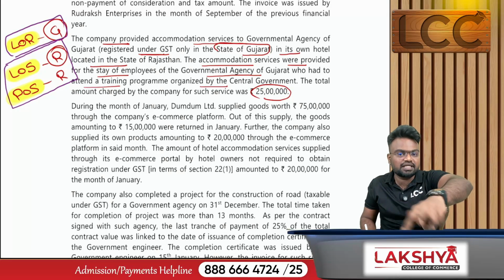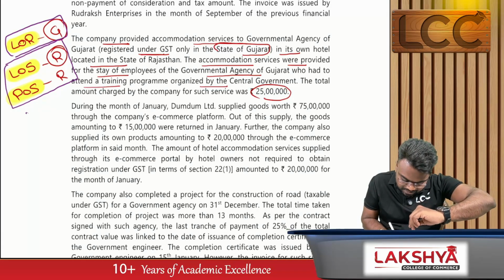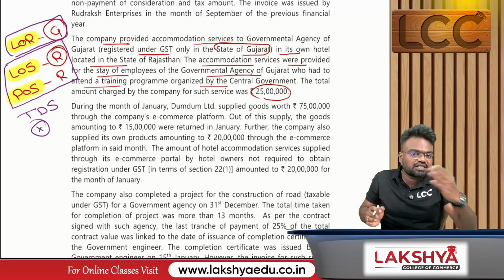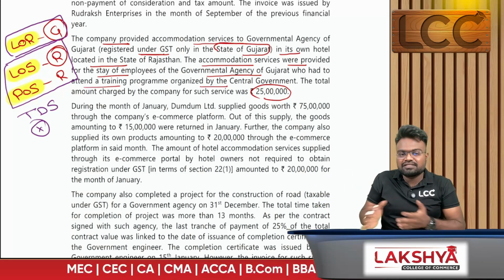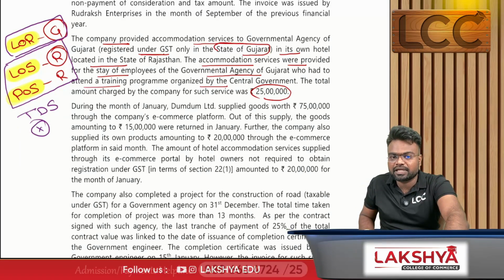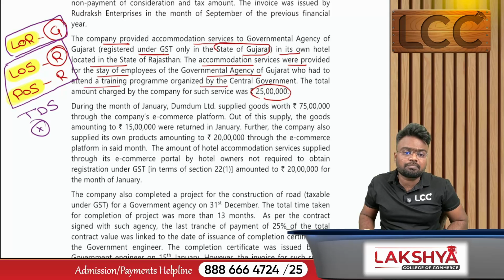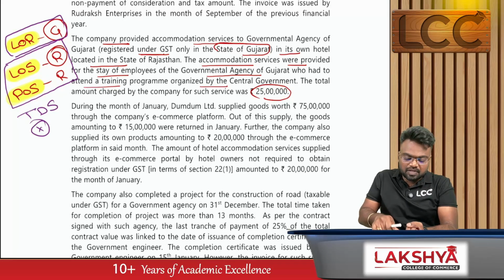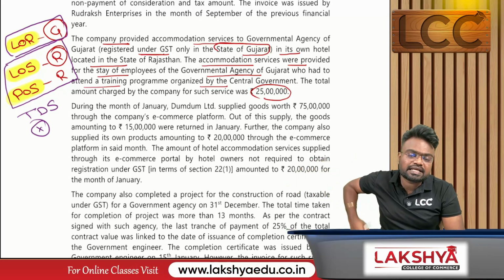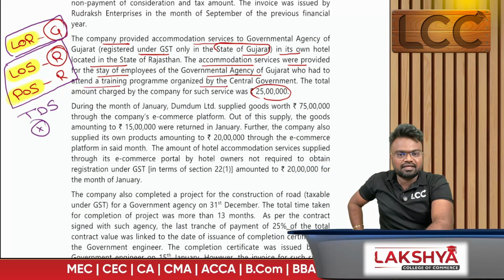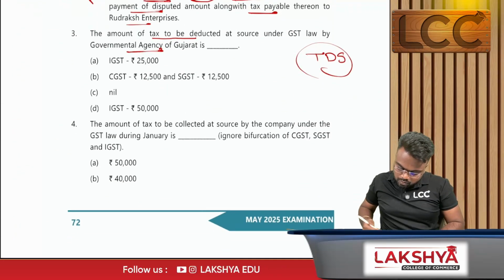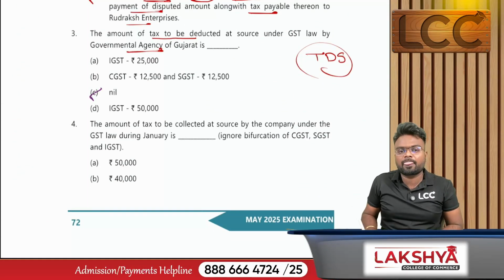If these two things are different, in that case the TDS provisions are not applicable, because for state A and state B the adjustments are a bit difficult. That is why the TDS provisions are not applicable. Here, location of supplier and place of supply are in the state of Rajasthan and the location of recipient is in the state of Gujarat. In that case, TDS provisions are not applicable. So what is the amount of TDS? That is nil.